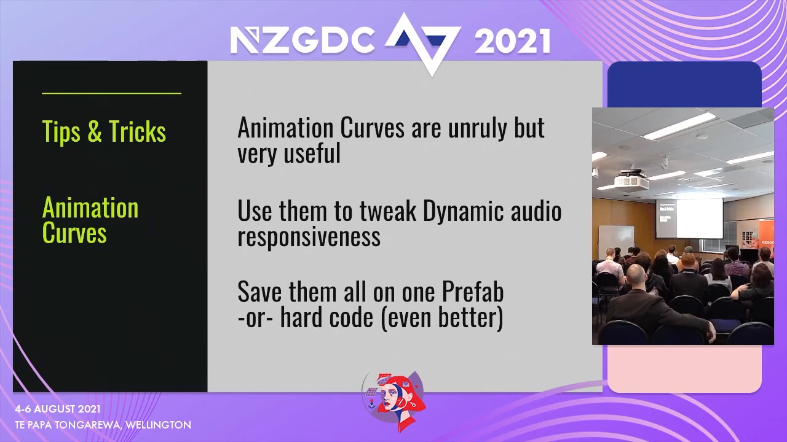There are a couple of ways of dealing with them. You could save them all on your audio manager prefab, maybe on some singleton prefab somewhere, where you store all your animation curve data, which is okay. At least it's good for tweaking, editing and refining them. But at a certain point you're like, okay, my curves are good, I'm happy with how they're performing. It's probably better to hard code that value in code so you know it's not going to disappear.